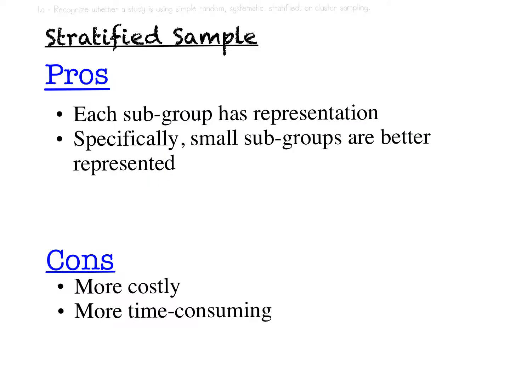All right, so a stratified sample, the pros, each subgroup has representation, and that's really important because we want our sample to look like our population. And so in that case, we're more guaranteed that our sample is going to look like the population because each group has representation. Specifically, small subgroups are better represented.